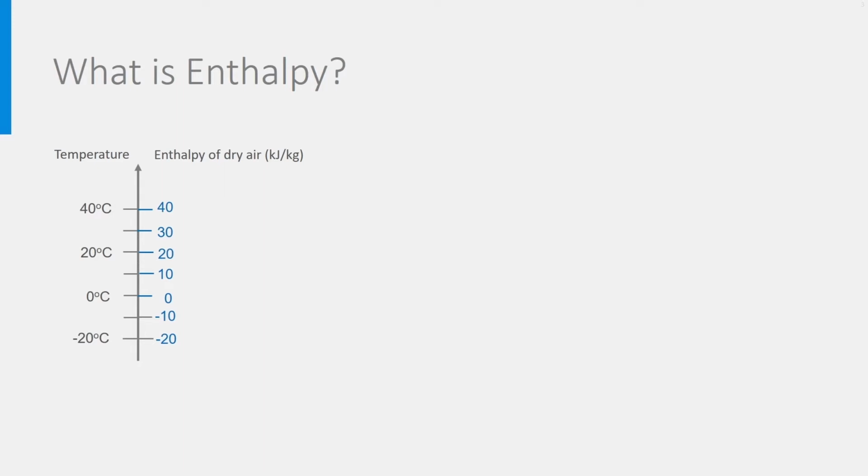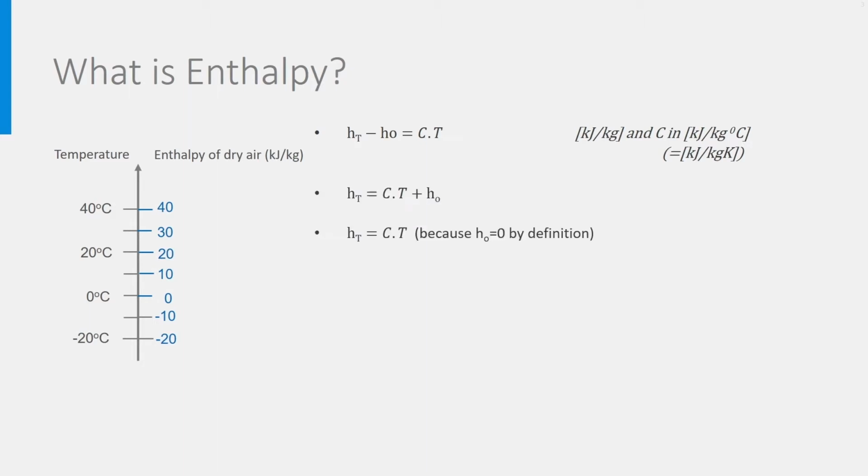By definition, for a thermal system, the enthalpy at temperature T minus the enthalpy at 0 degrees Celsius is C, the specific heat, times the temperature. Please note that C has the same value either in kilojoule per kilogram Kelvin or per degree Celsius. At 0 degrees, by definition, the enthalpy of air is 0, so H(T) equals C times T.